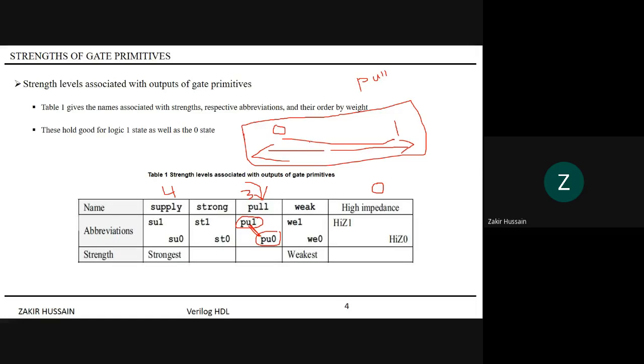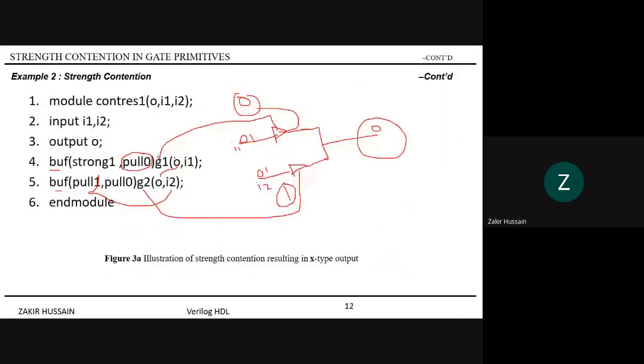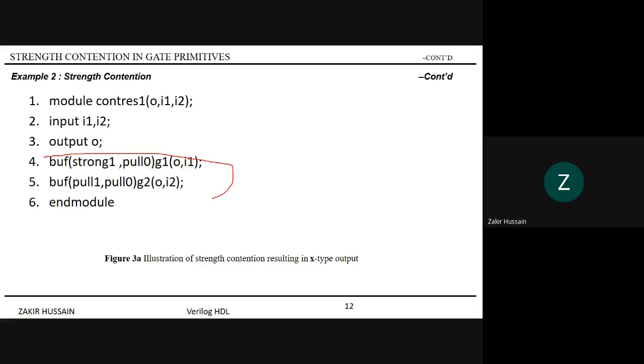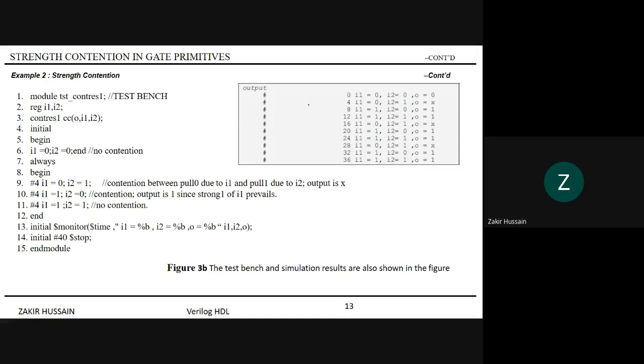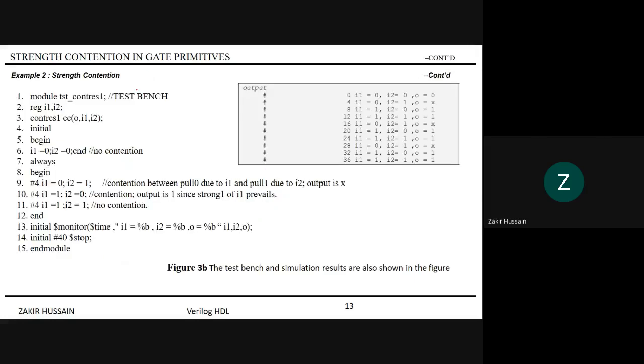Are you understanding the problem? So that is the problem here in example two. Based on the strength levels alone, the conclusion is that we cannot resolve the problem. So, to overcome that problem, these come into the picture. They help us resolve the problem using either AND logic or OR logic. You can try this portion of example 2 today. This is the code for that example 2, and this is the test bench for the example.